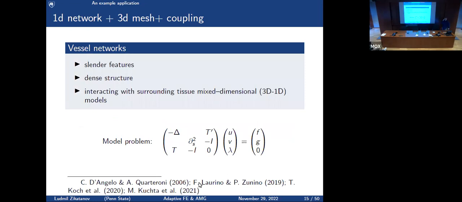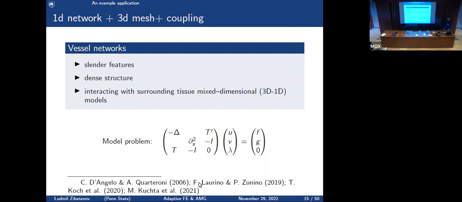Okay, I'll go to the application that Anna spoke about yesterday a little bit, that we do in Oslo, which is 3D-1D, which originates from Alfio and D'Angelo, I think, in 2006, modeling 3D tissue with a 1D vessel network in it. Yes, so those are complicated problems. The model problem is shown there.